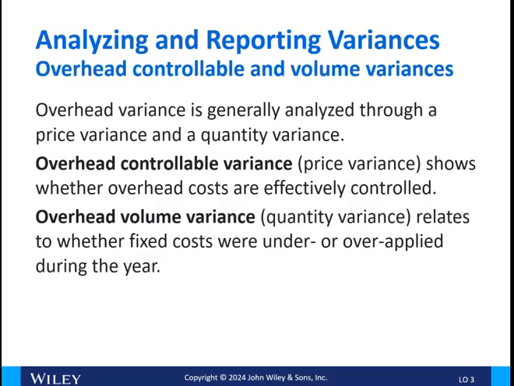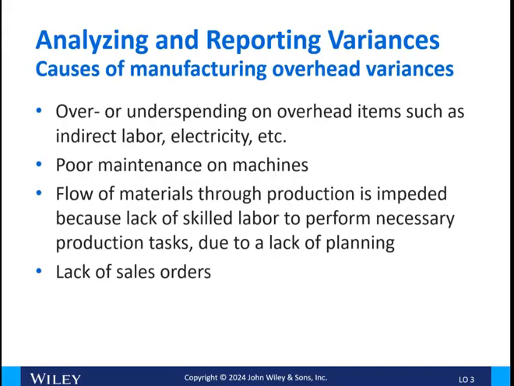Overhead controllable and volume variances. Overhead variance is generally analyzed through a price variance and a quantity variance. The overhead controllable variance, the price variance, shows whether overhead costs are effectively controlled. And the volume variance, or the quantity variance, relates to whether fixed costs were under or over applied during the year.